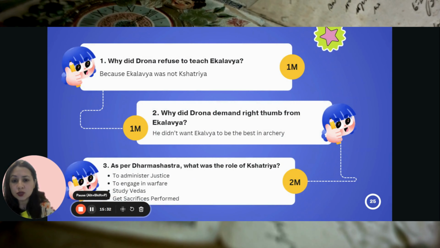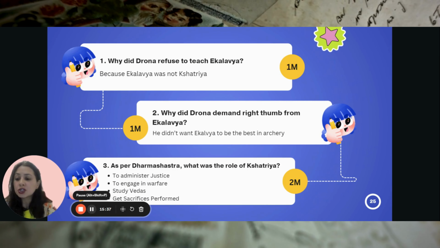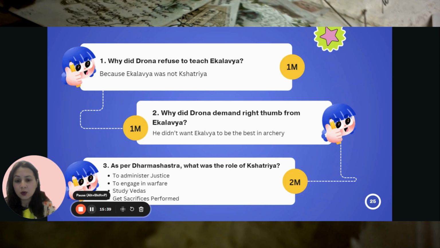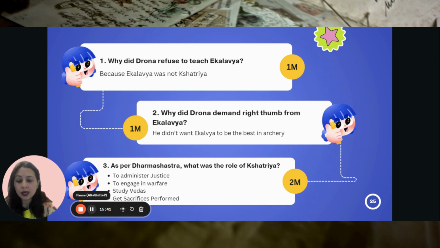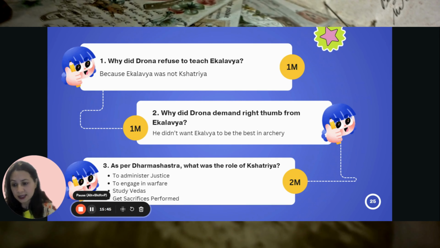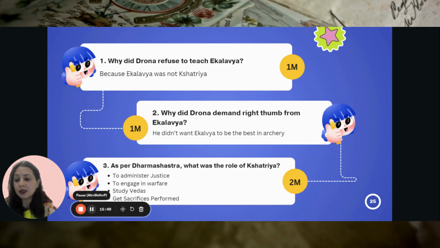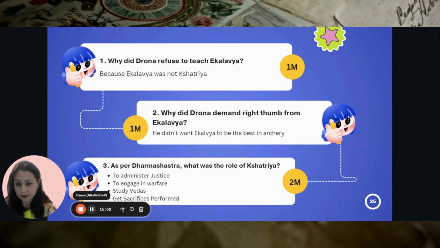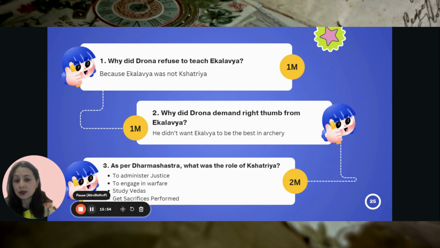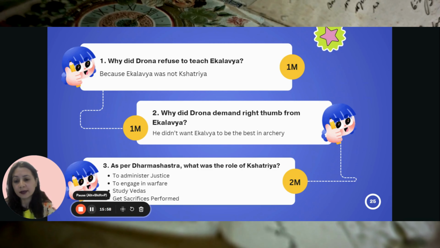Why did Drona refuse to teach Eklavya? Because he was not a Kshatriya, he belonged to the Nishad community. Why did Drona demand the right thumb from Eklavya? Because he did not want Eklavya to be the best in archery, as he had already given his word to Arjuna that he would be the best archer in the world. And Eklavya was performing better. So that's why Dronacharya did it.